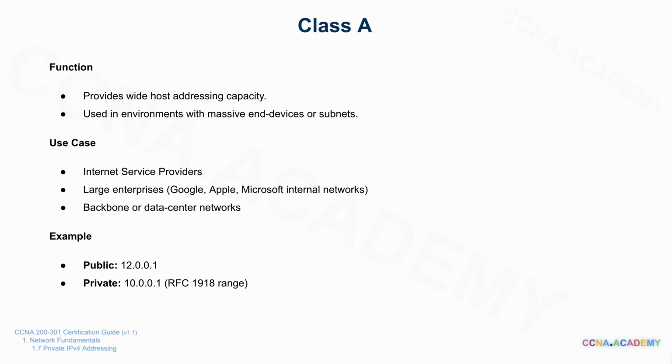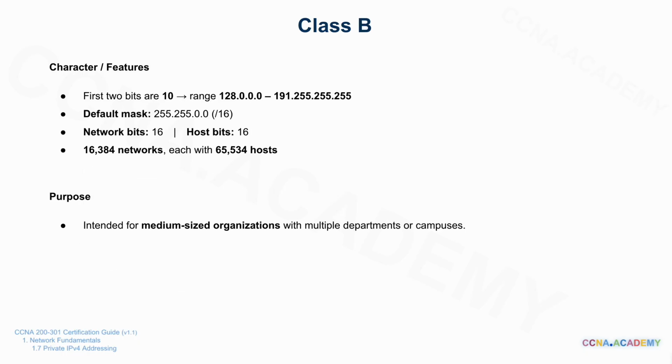Class A networks are designed for massive scale, like internet service providers, or large tech companies like Google or Apple. They use it where millions of devices need unique IP addresses within a single network. An example is the public address 12.0.0.1, or the private address 10.0.0.1. Class B addresses start with the binary pattern 10, giving a first octet range from 128 to 191.